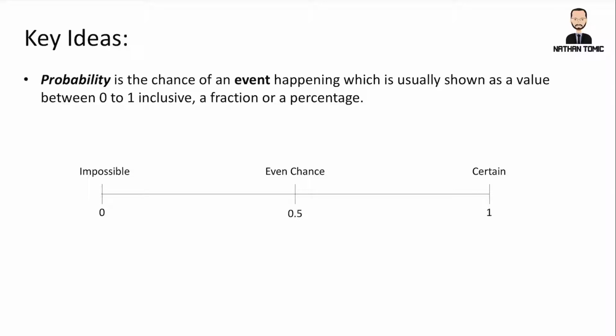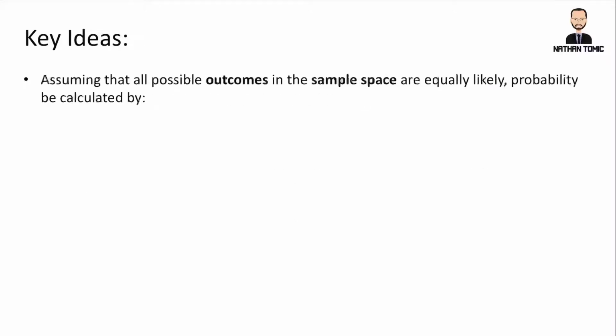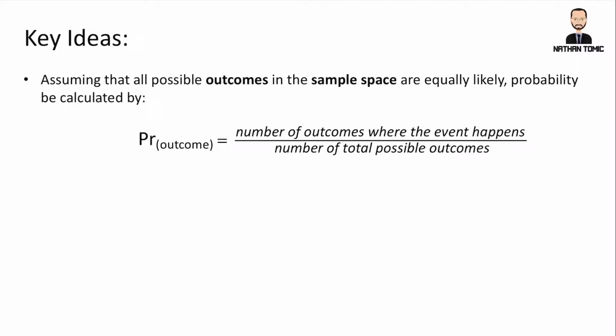But of course, we can also show that as a percentage. So 0 is 0%, 0.5 is the same as 50% or a half, and certain is the same as 100% or a whole. Now, if we assume that all the possible outcomes of the sample space are equally likely, then the probability is something that we can calculate. And we show this as the probability of the outcome being the number of outcomes where the event happens divided by the number of total possible outcomes.